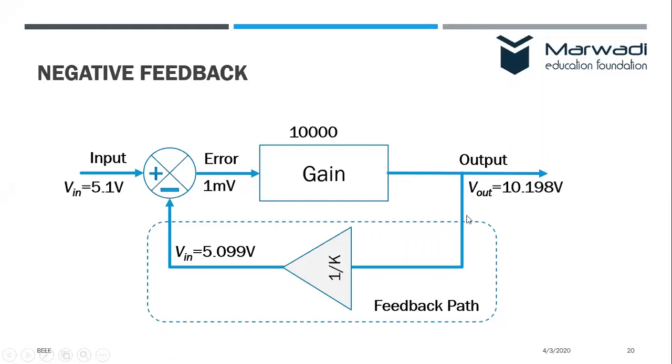Now this is further divided by 2. If you divide 10.198 by 2, then you will get 5.099, which is again the feedback signal, right? So this way we are getting an input voltage of 5.1 to 10.198. This process is called amplification, right? Here the overall gain is 2. You can see that input voltage is 5.1, output voltage is nearly 10.2, we can say, right? This process is called amplification of the signal.